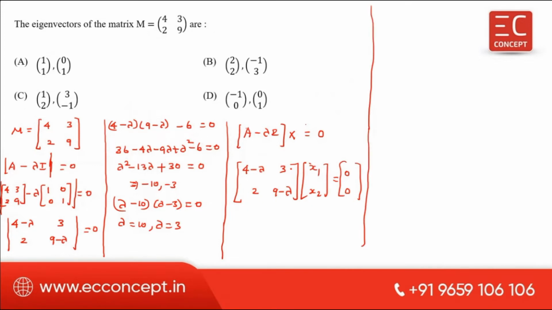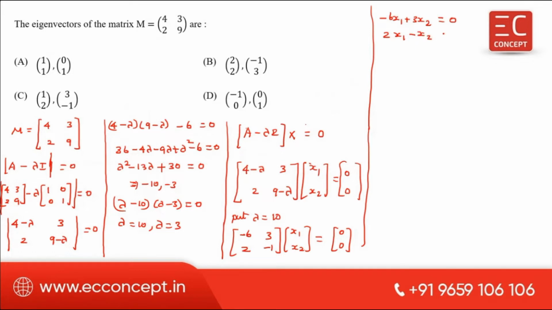First of all, you have to put lambda is equal to 10. If you put lambda is equal to 10, then this is [minus 6, 3; 2, minus 1] into [x1; x2], which is equal to [0; 0]. So this is minus 6x1 plus 3x2 is equal to 0. The second one is 2x1 minus x2, which is equal to 0.